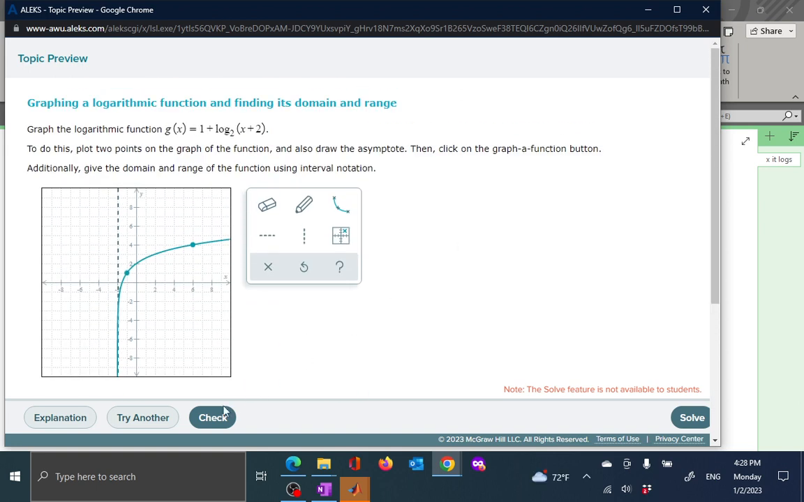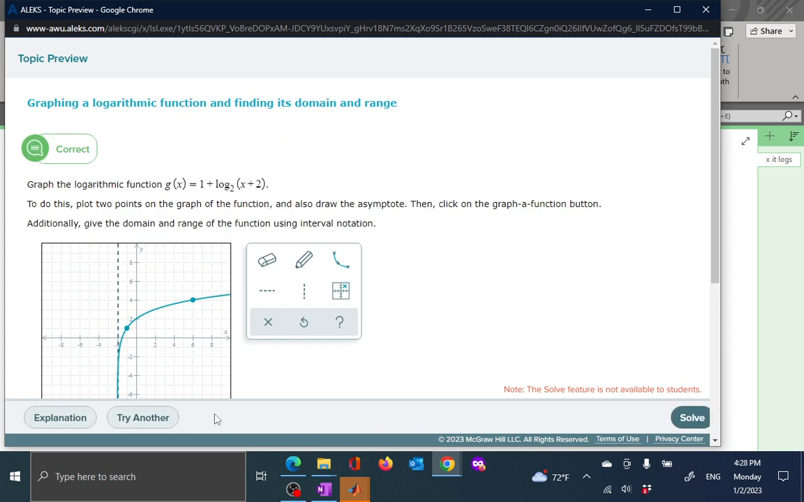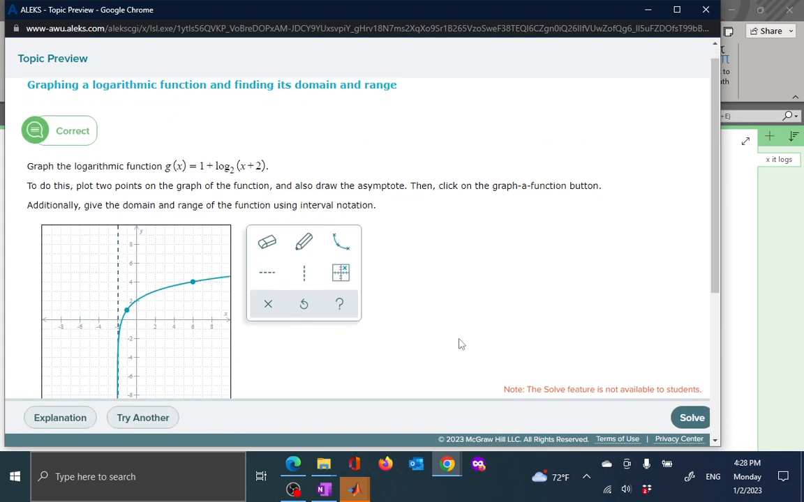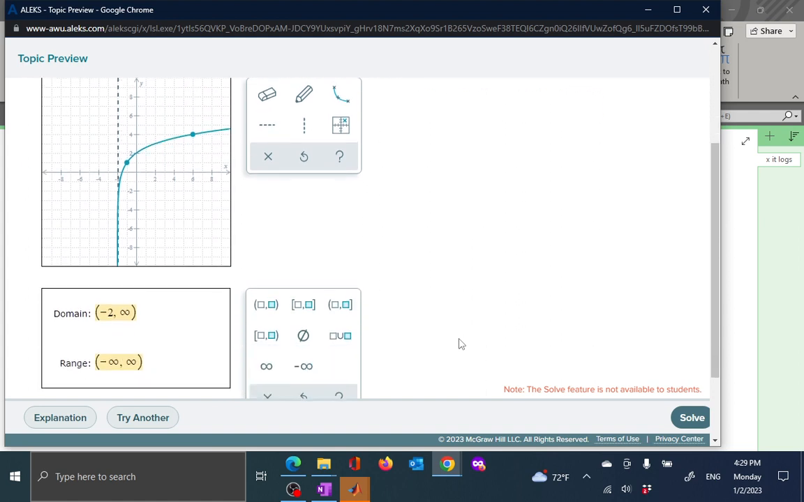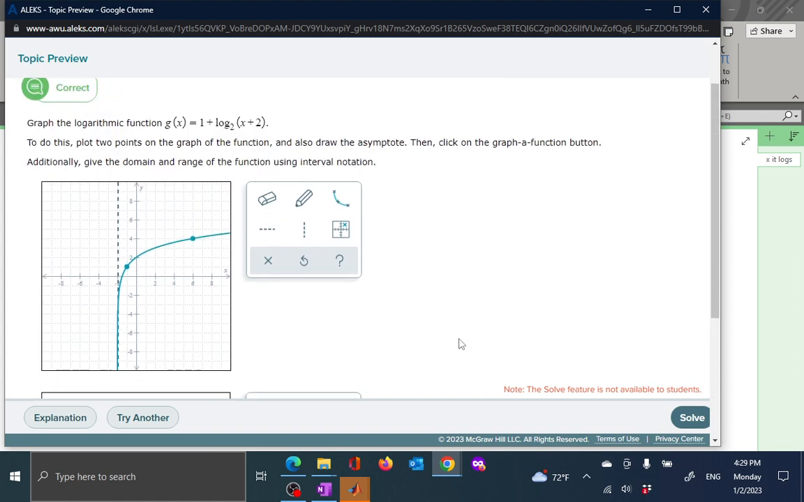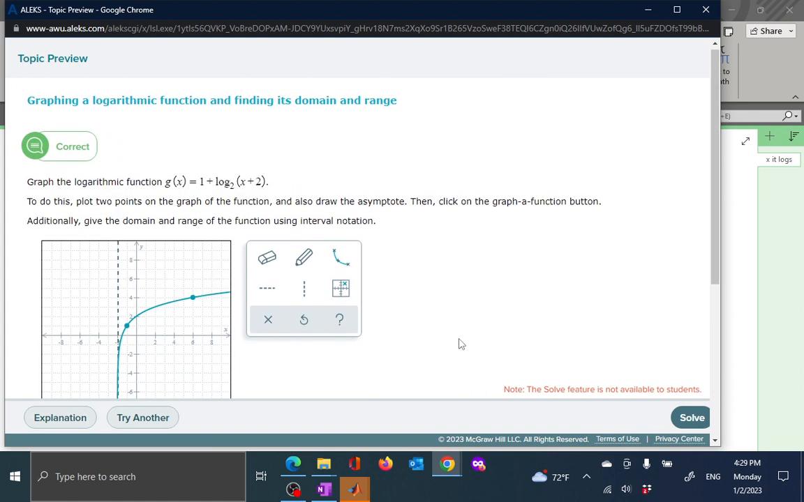Let's see if we did it right or not. Hopefully. So you go ahead and try this on several problems in this section, and you get the idea.